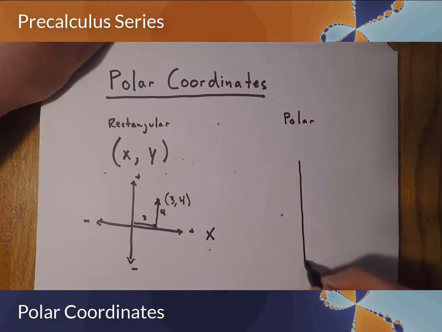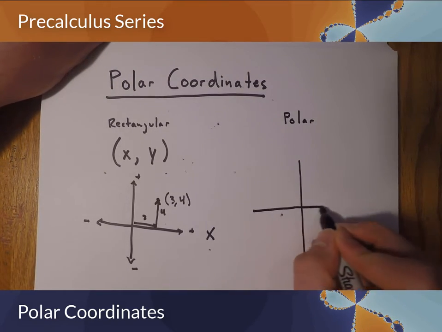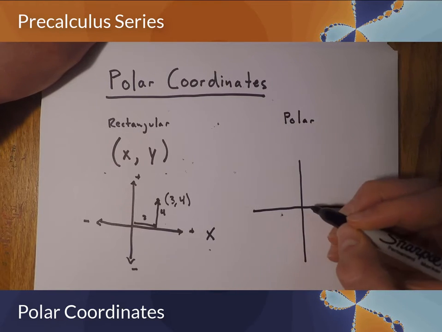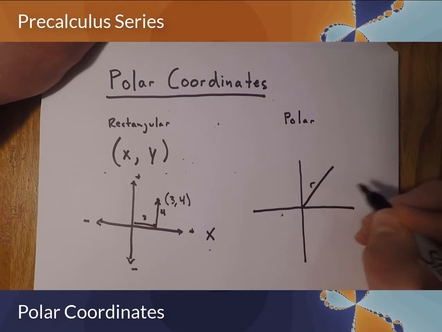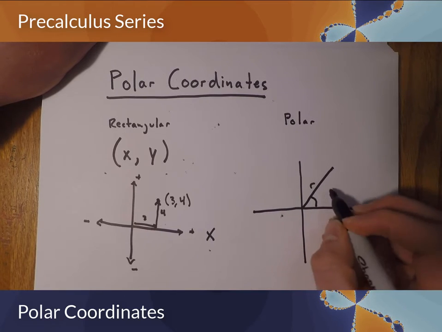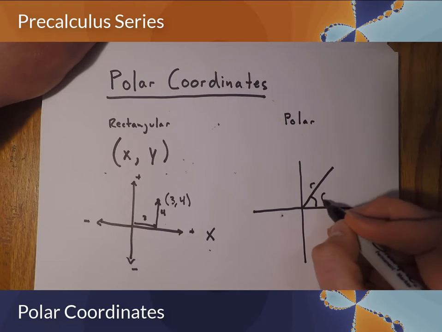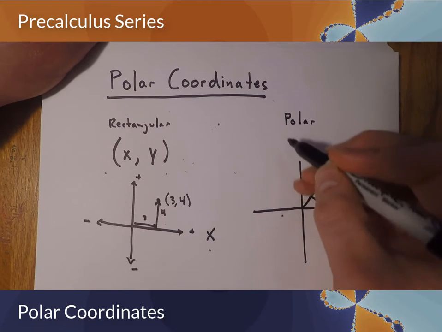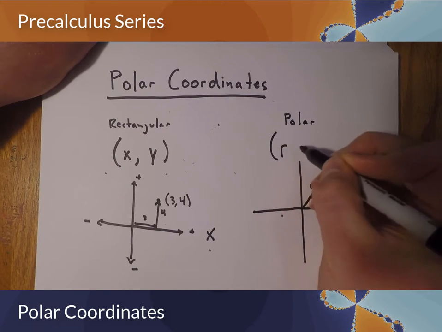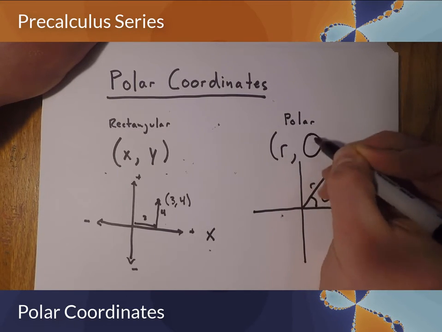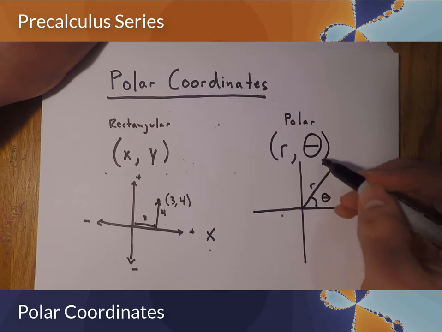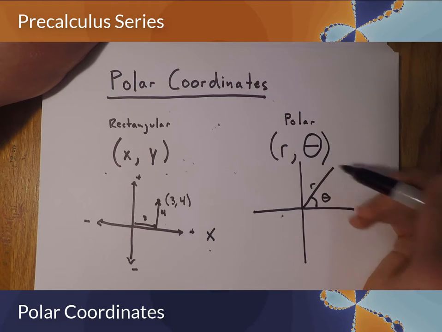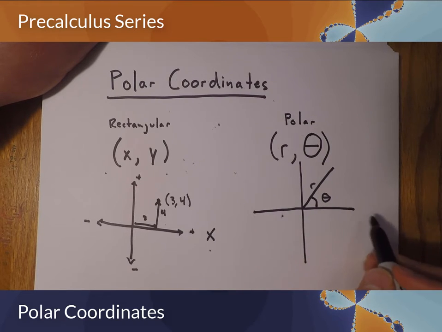Polar coordinates don't involve the xy plane. Instead, we have a radius r and an angle from the 0 degree mark on the unit circle. And so they're written as r, theta, where r is the radius and theta is the angle it makes in relation to 0 degrees.